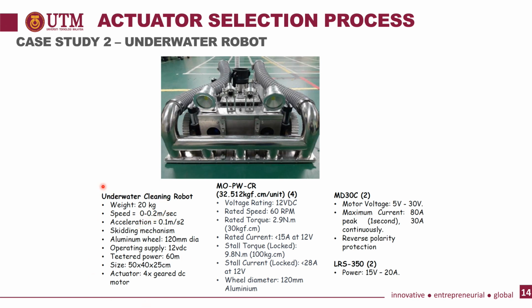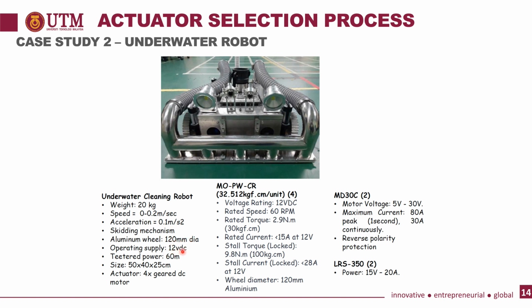So this is actually the specification, what they call the specification of your system. Okay, and this is the motor we are using, and this is the modulator. So this is the design specification of your system. The weight is 20 kilogram, the speed is this, the acceleration is 0.1 meter per second squared. It has a scaling mechanism. It has the aluminum wheel which has 120 millimeter diameter.